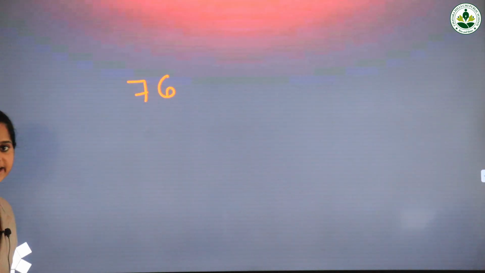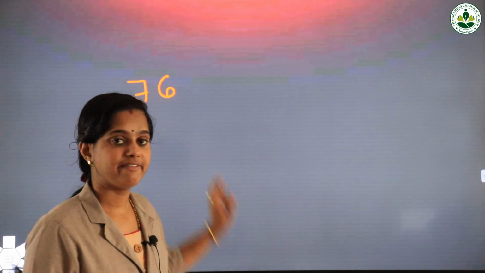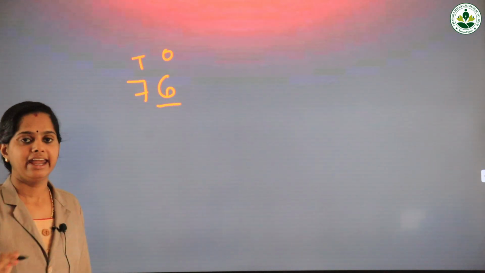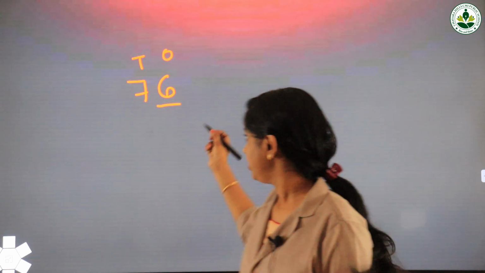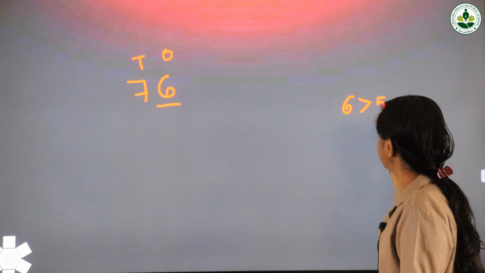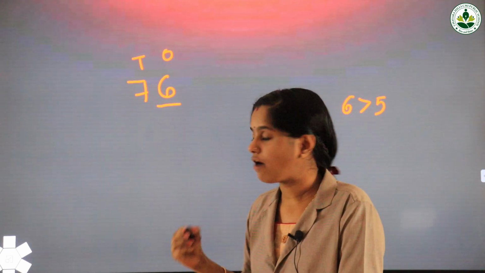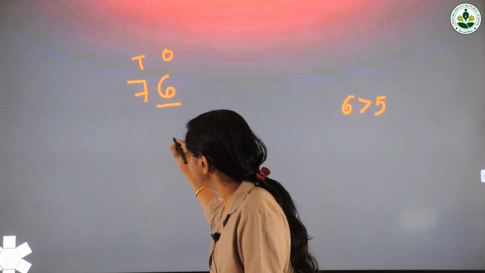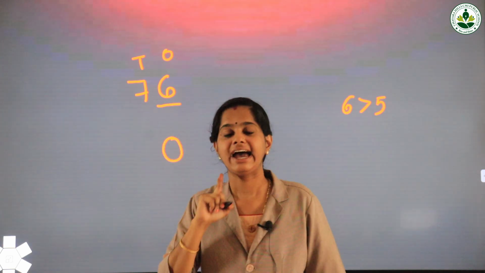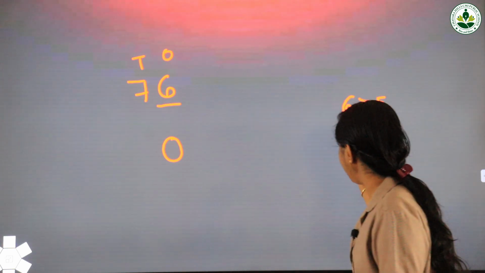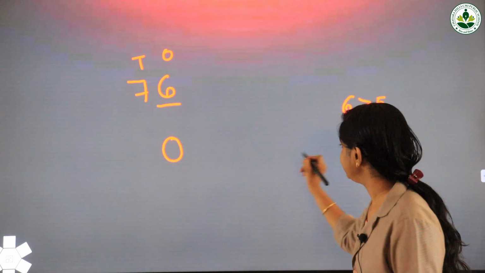For example, round off 76 to the nearest 10. What is the first step? Look at the digit in the ones place. Here we can see that it is 6. We know that 6 is greater than 5. So, we can round off by writing 0 in the ones place and adding 1 to the digit in the tens place.